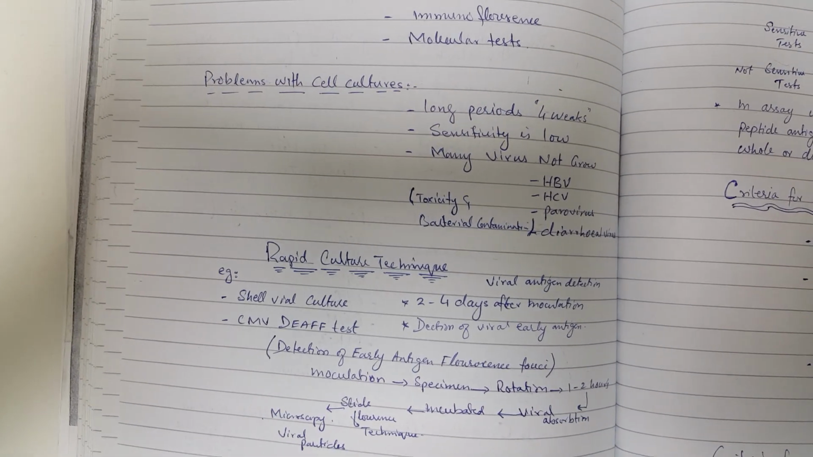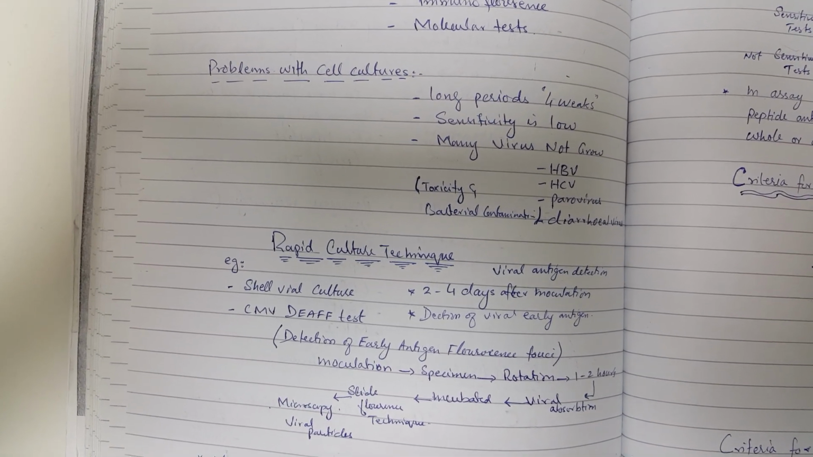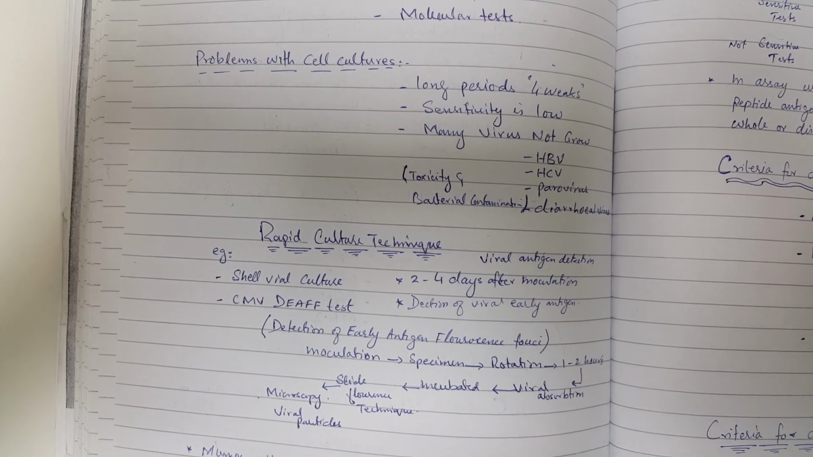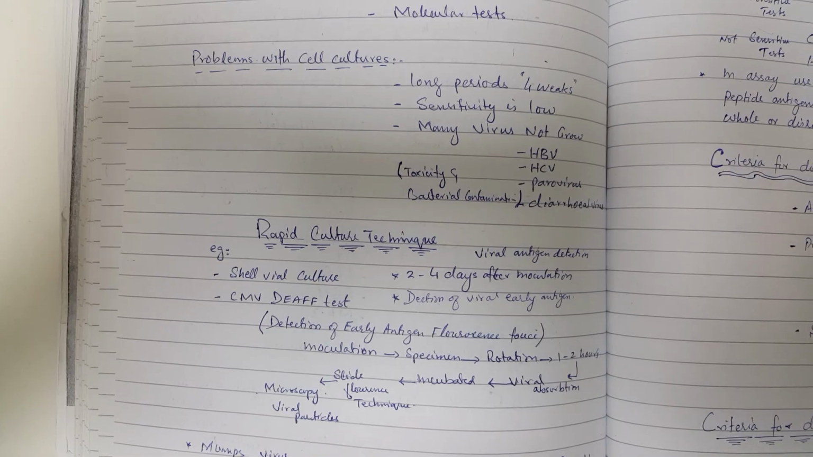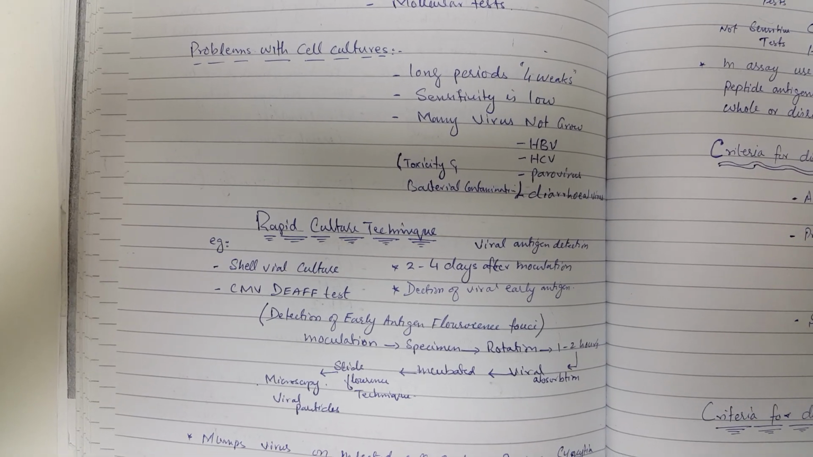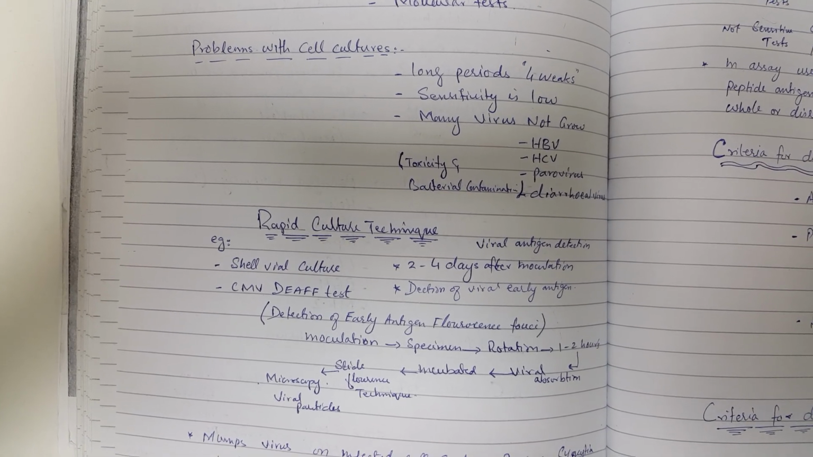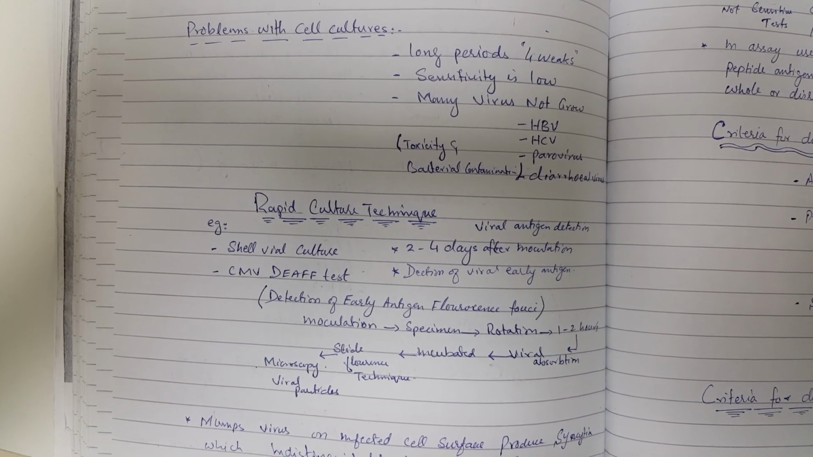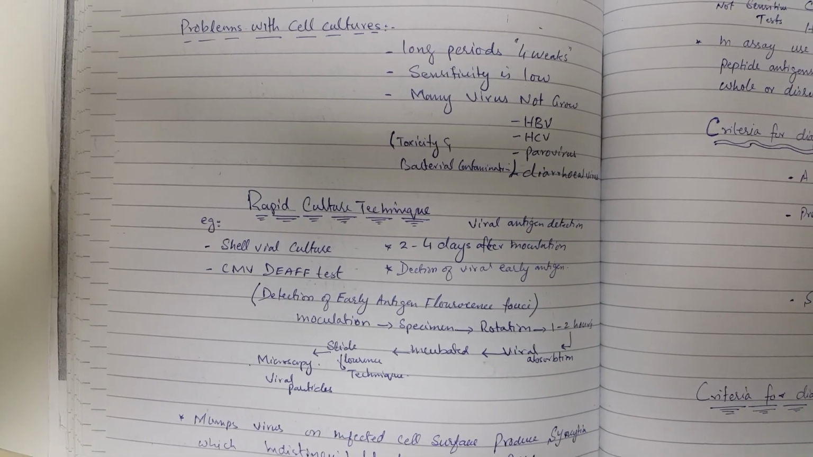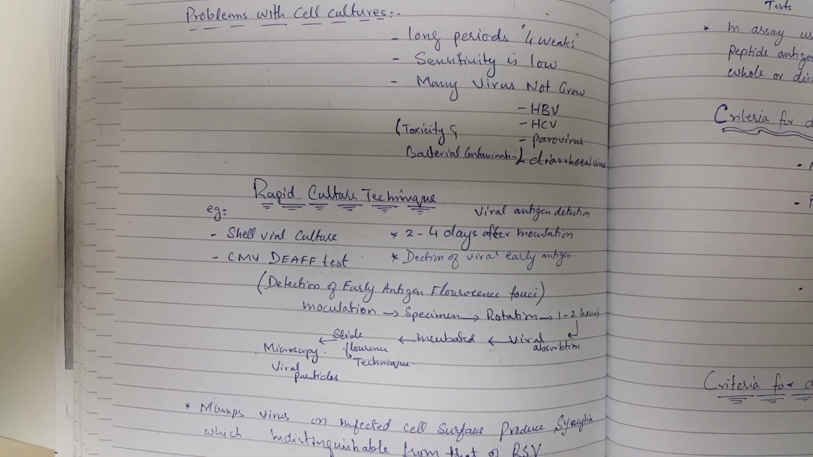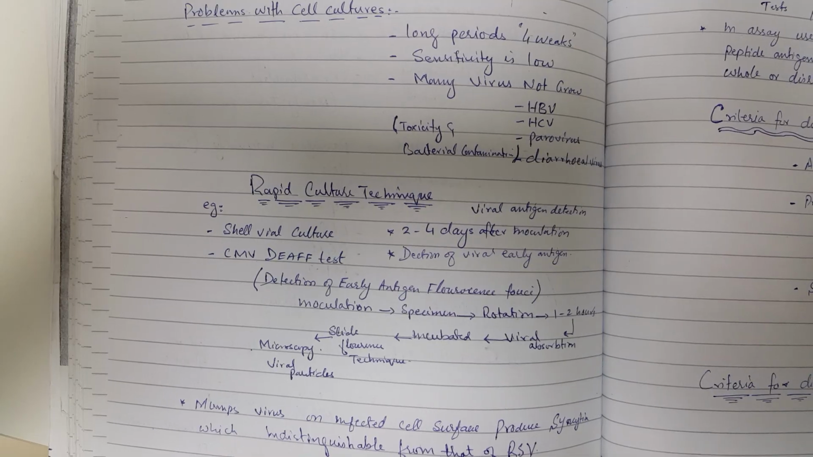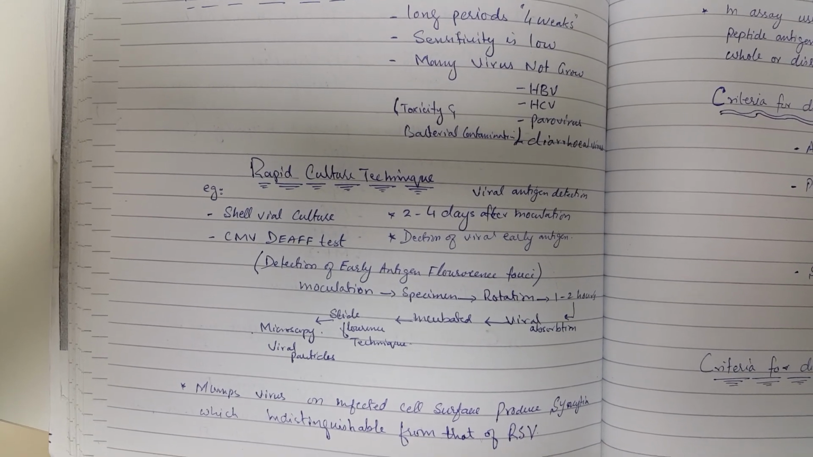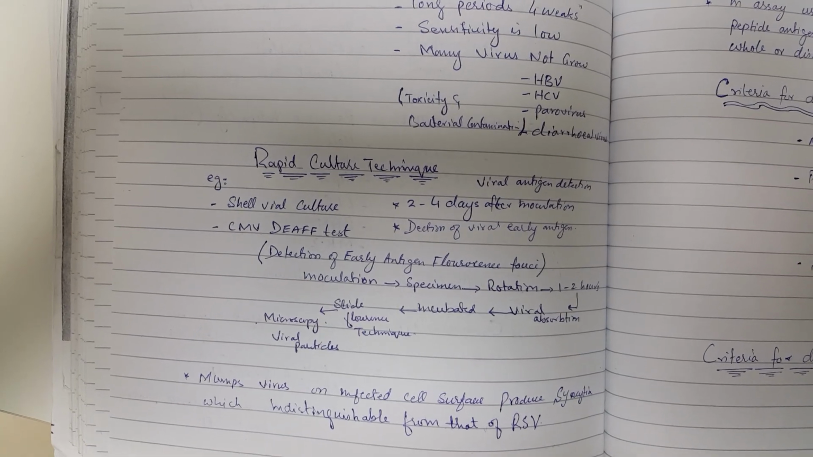The rapid culture technique, in which viral antigen detection is used, takes 2 to 4 days after the inoculation. For detection of a virus at an early stage, some viral antigens can be detected, like in shell vial culture or the cytomegalovirus DEAFF test, detection of early antigen fluorescent foci. Basically, we inoculate the specimen and spin it for 1 to 2 hours, and then viral absorption occurs and we incubate. After the incubation, the slide fluorescent technique is used in microscopy. A viral particle can be observed.